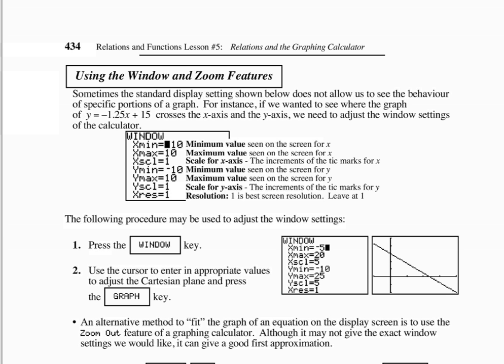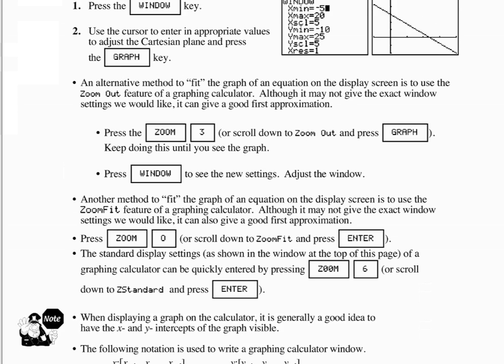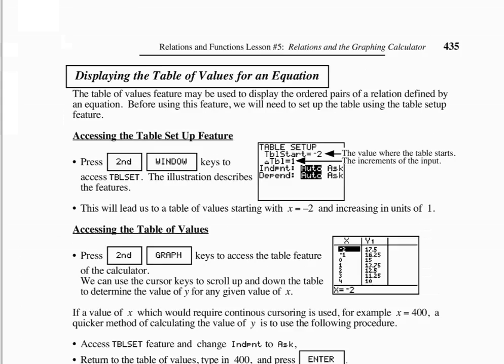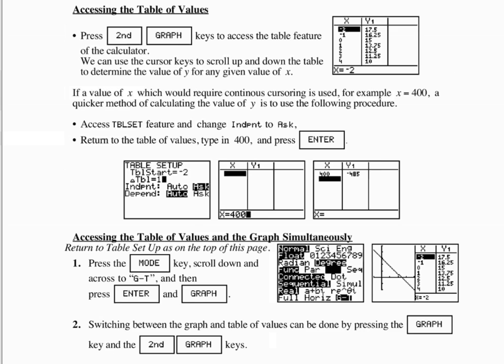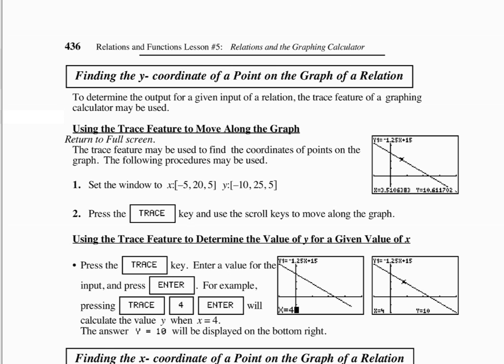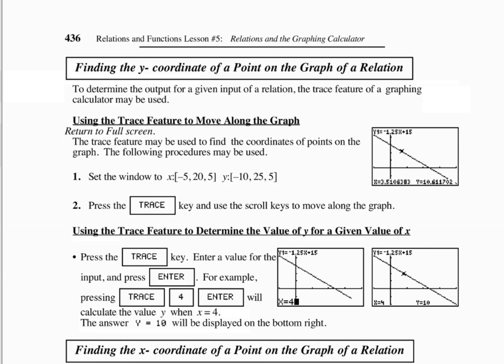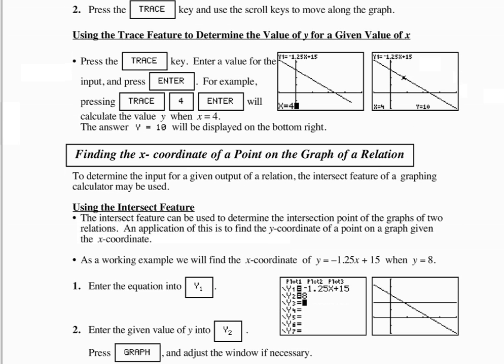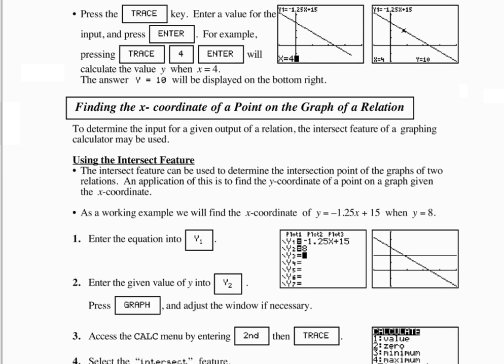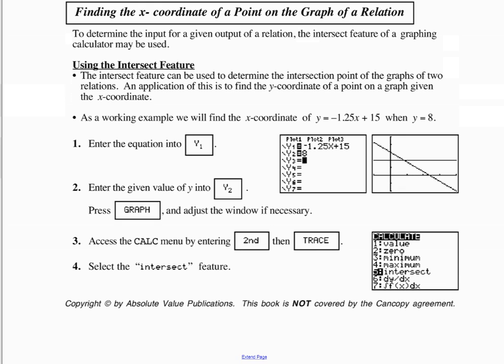So what your windows stand for is kind of self-explanatory. How to zoom and reset. Okay, the table feature, which we looked at. And so lesson 5 was basically all stuff we've done, right? Using trace, given a y value, so y2, and finding the intersection point, looking for x, and so forth. Okay? So all of those are still the same.